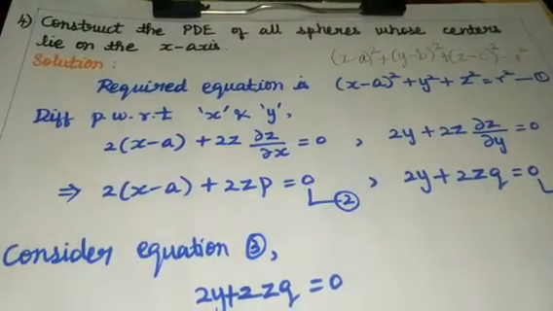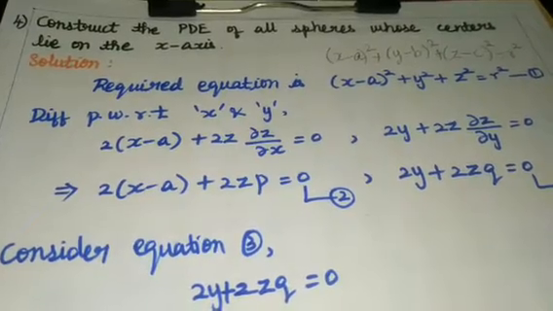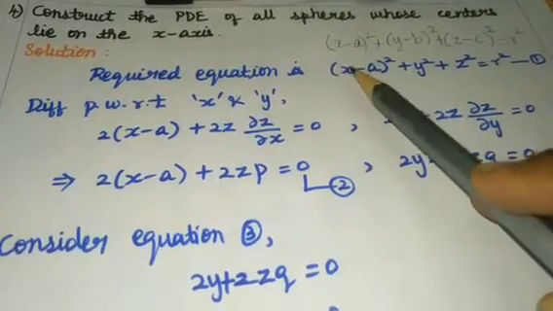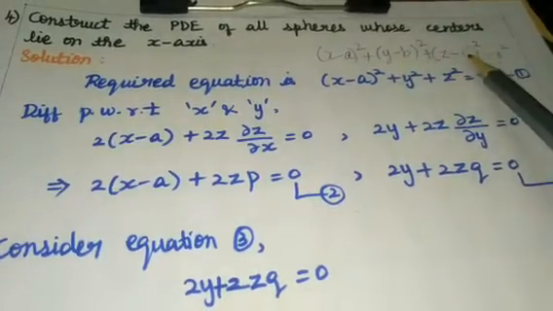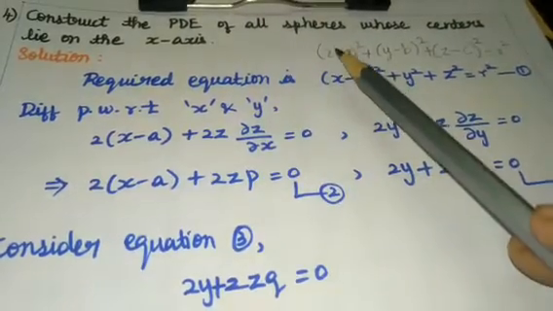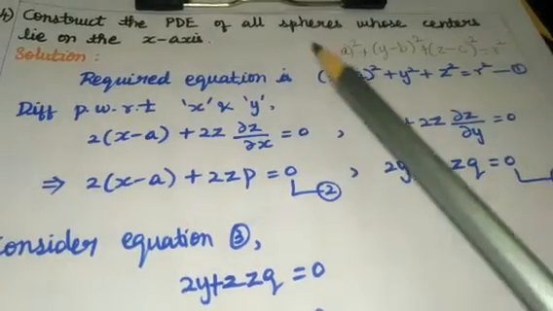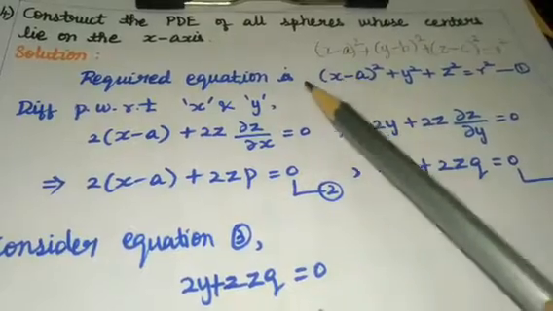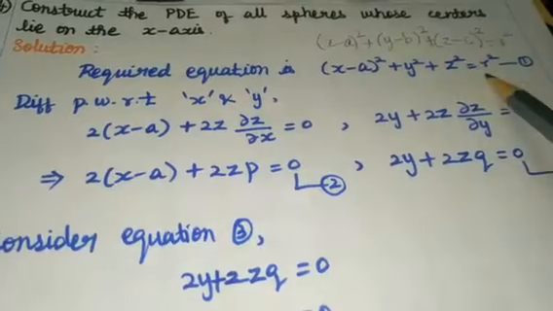Here the center lies on only the x-axis, so the equation becomes x minus a the whole square plus y square plus z square, since b and c become 0. If they ask for the y-axis, then the equation becomes x square plus y minus b the whole square plus z square equal to r square. Likewise for the z-axis. So now the required equation is x minus a the whole square plus y square plus z square equal to r square.